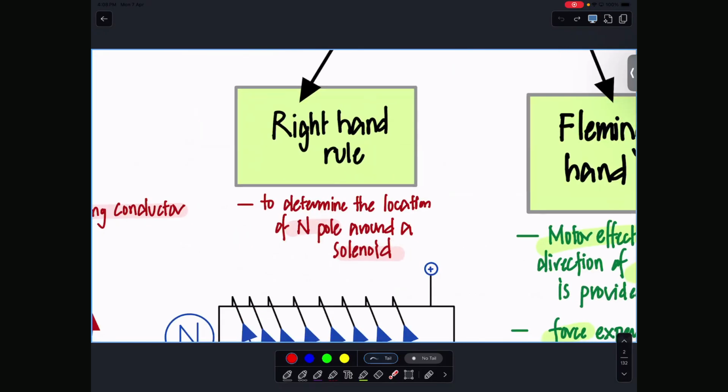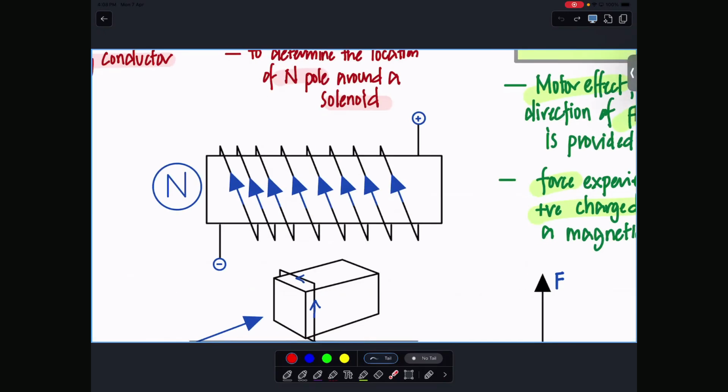Then you have the right hand rule. The right hand rule is not an official rule, if you remember, but its purpose is to do what? To find the location of the north pole around the what? Solenoid. So yeah, the solenoid, and if you want to find where the north pole is, this is what you do. This one is important.